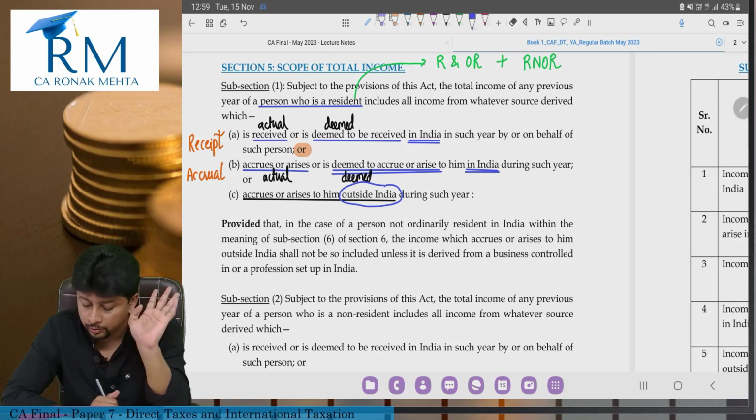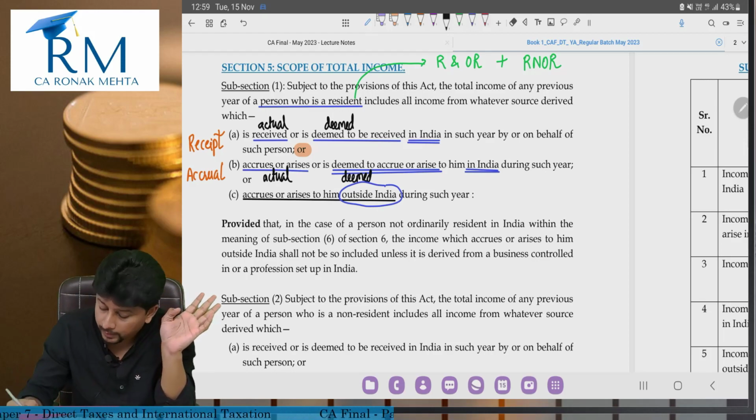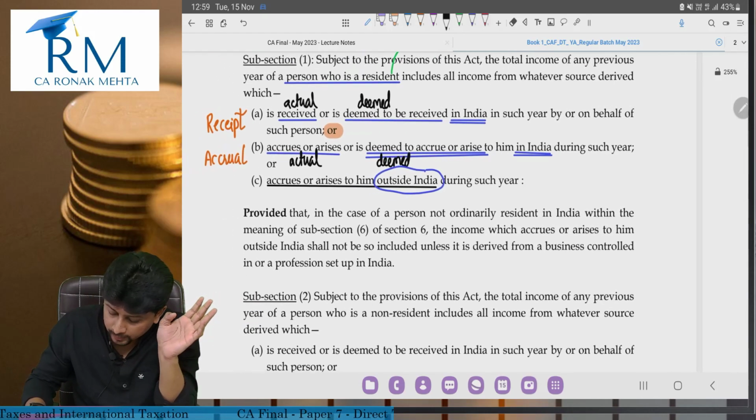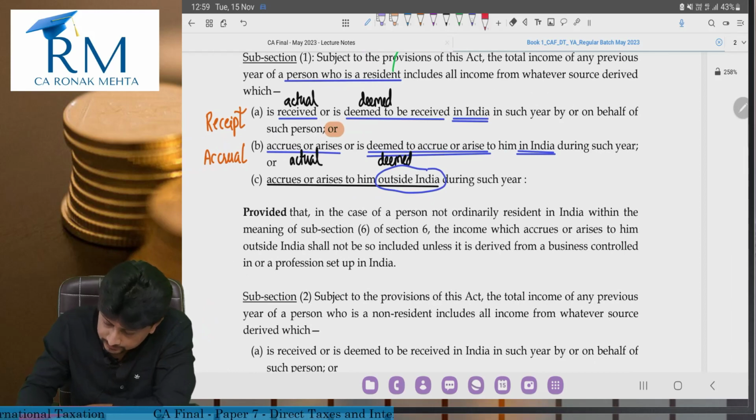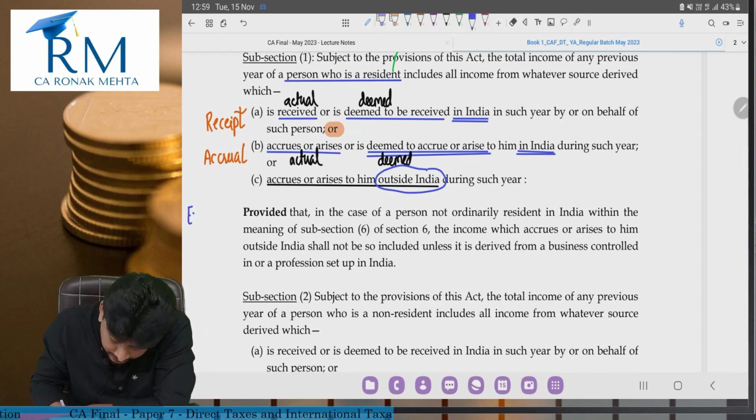Now there is a proviso paragraph. What did I tell you? A proviso paragraph means that there is an exception that is created.